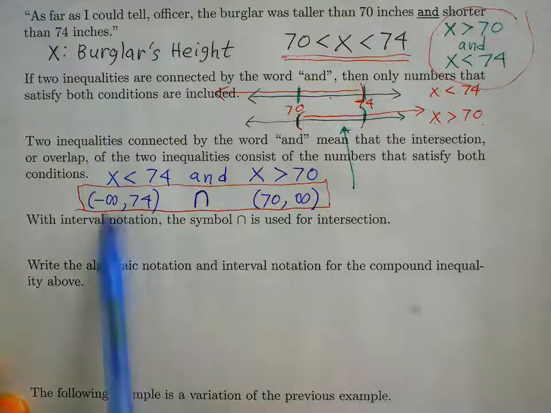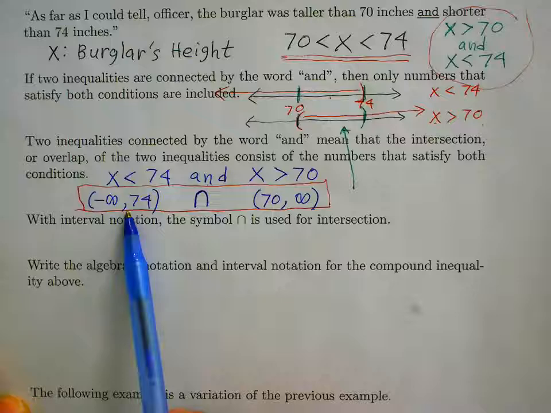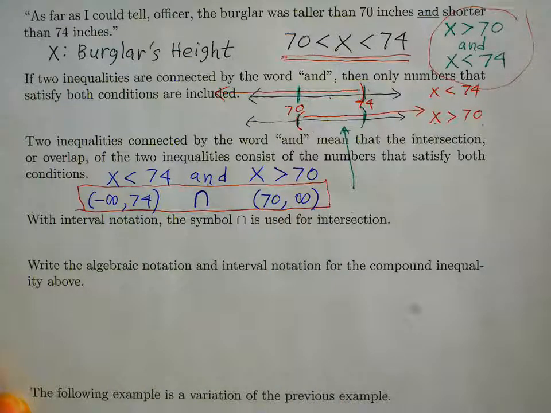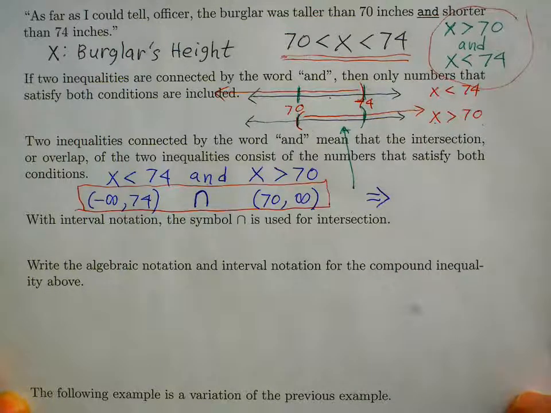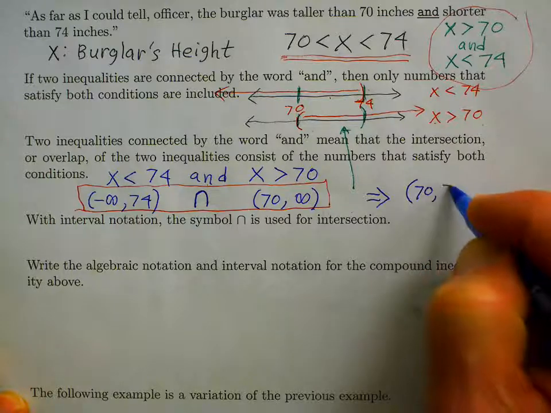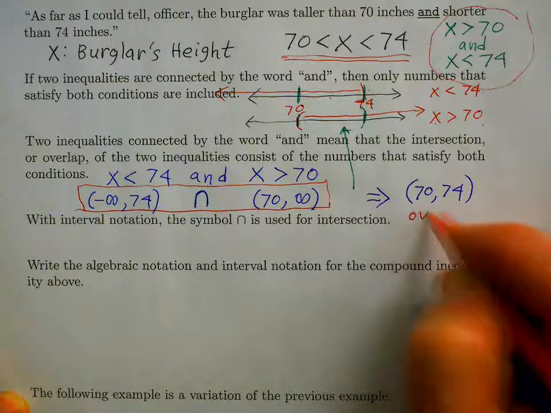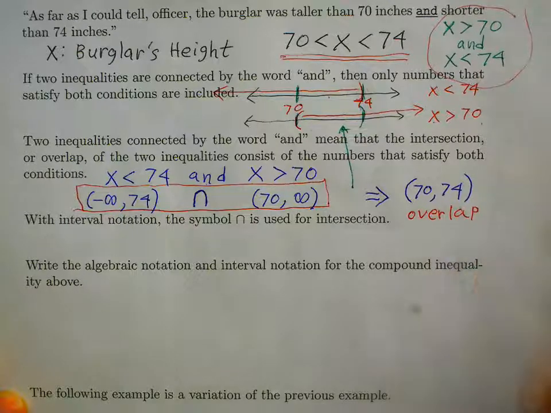Okay, so this set, the intersection of this part of the number line with this one, we want to write it as parenthesis 70 comma 74 because this is the overlap. Those are the numbers that are in both sets. You see how that works?